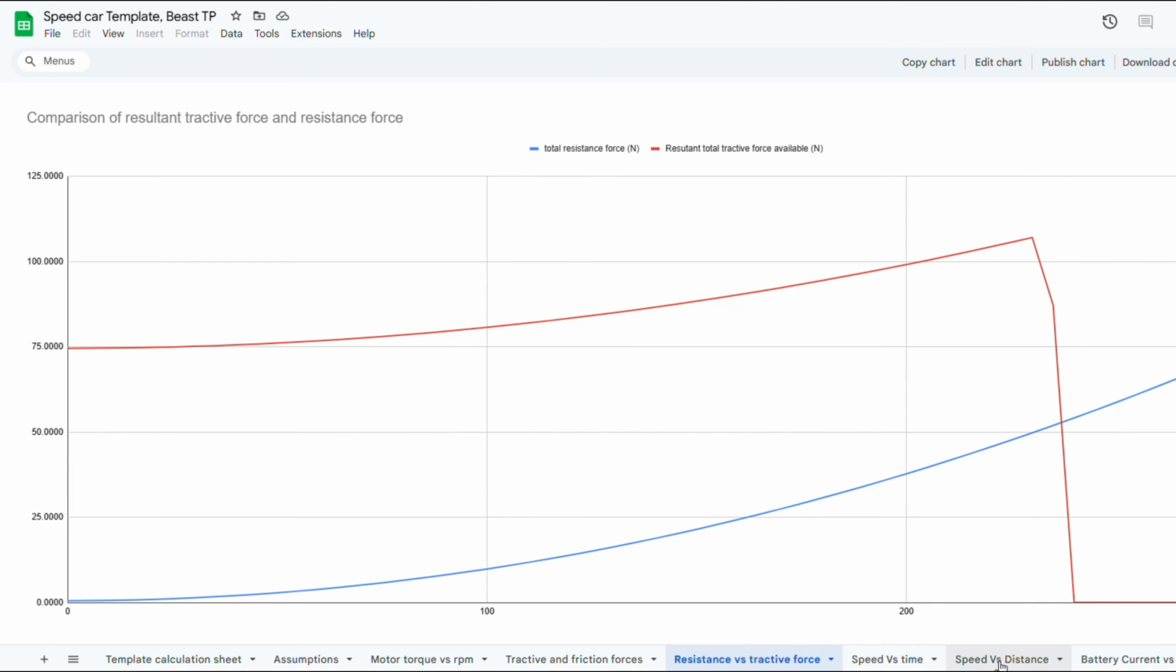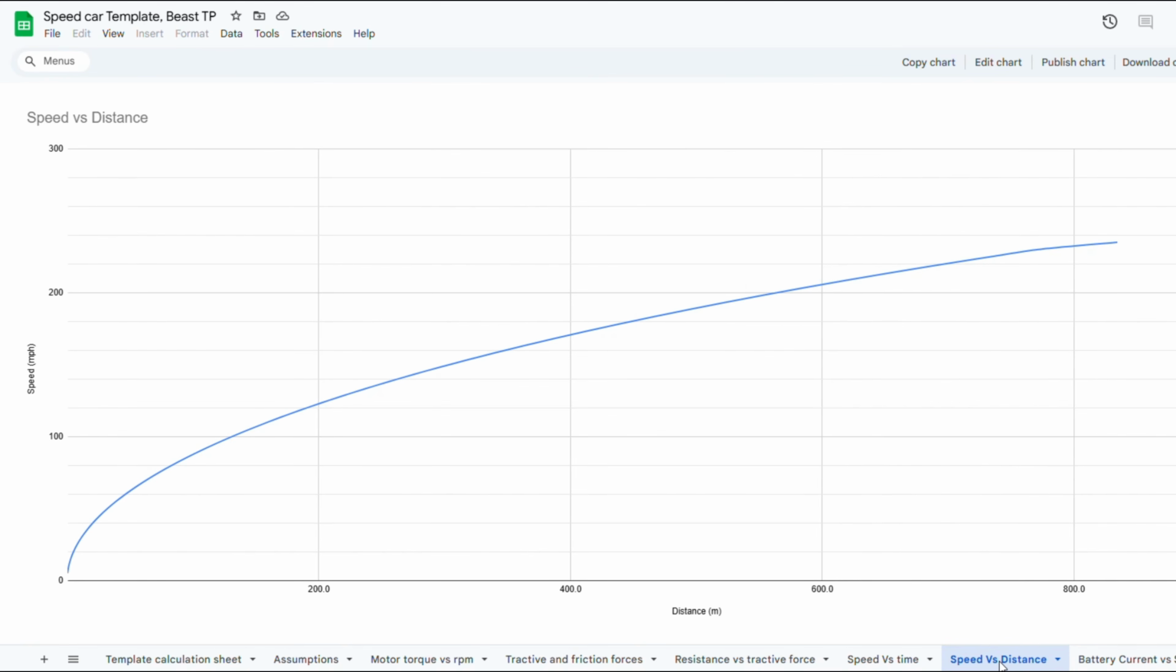And then in terms of speed versus distance, with that combination it's looking pretty similar actually in terms of how much distance it takes to get to 200 miles an hour. So just before 600 meters we're getting to that speed.